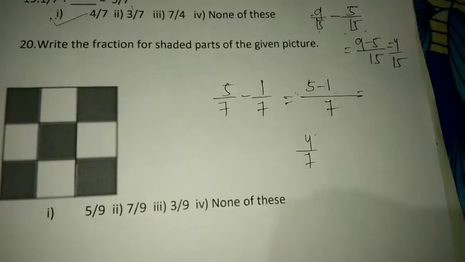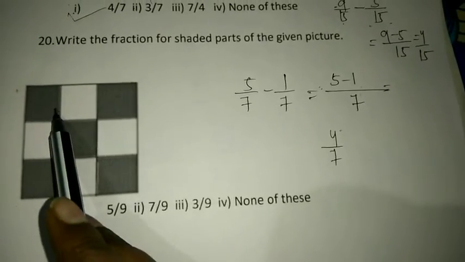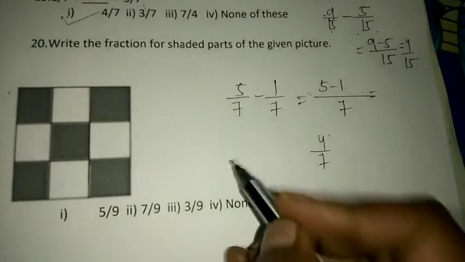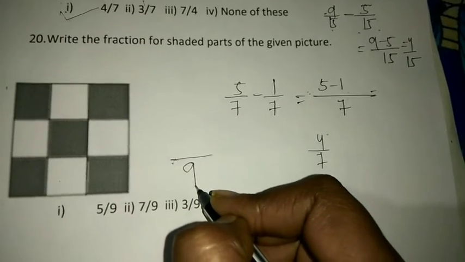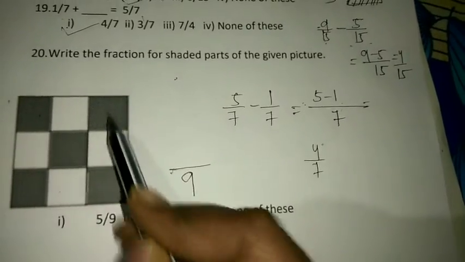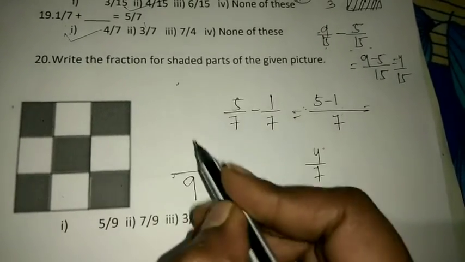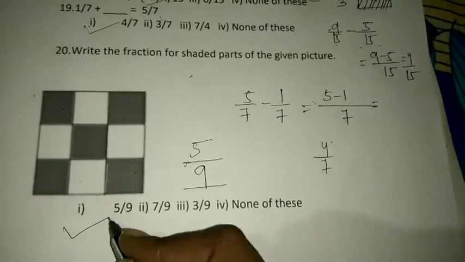Then the last number. Write the fraction for the shaded part of the given picture. Here the picture is divided into 9 equal parts. So the denominator is 9 and we have to find the fraction for the shaded part. Here the shaded part is 5. So the numerator is 5 and the fraction is 5 by 9.